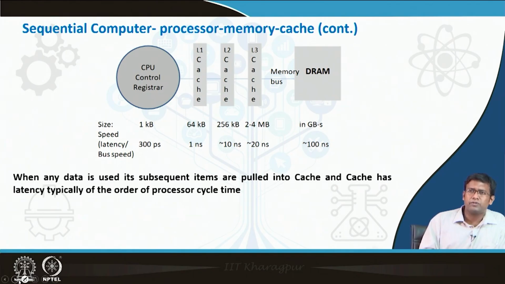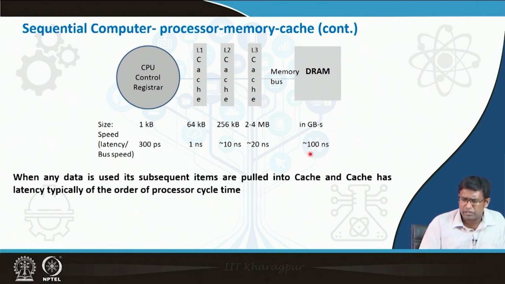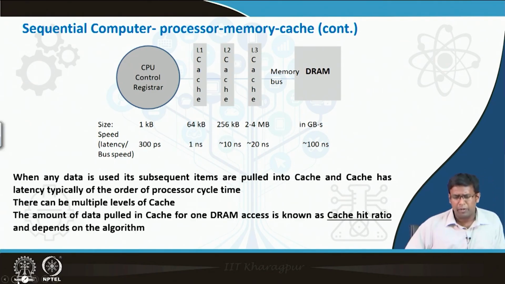So when the CPU is working, it does not need to wait for 100 nanoseconds to get the data from the DRAM. Rather, in only 1 nanosecond of latency it can get data from the cache, and by that it can improve the performance. There can be multiple levels of cache. The amount of data pulled into the cache for one DRAM access is known as the cache hit ratio.